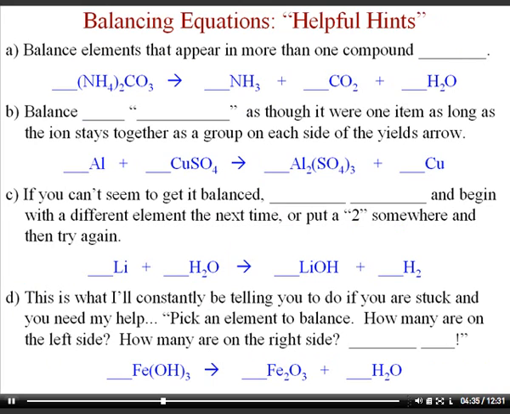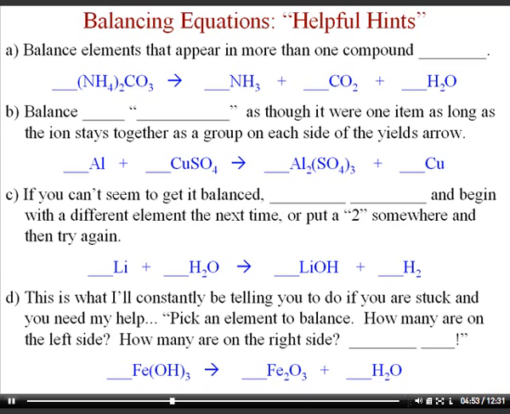Now, for the next slide, I cover some helpful hints for balancing equations that I've learned over the years of teaching. I've hit some of the common problems that students have when they balance equations. So hopefully these helpful hints will help the students balance them more easily.